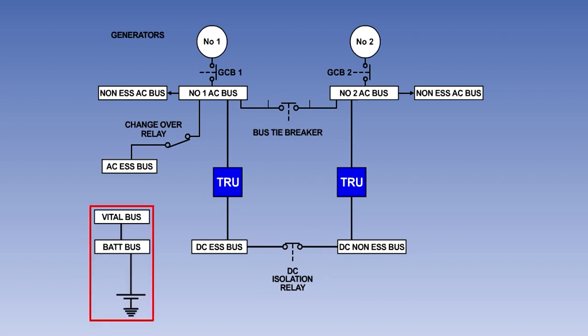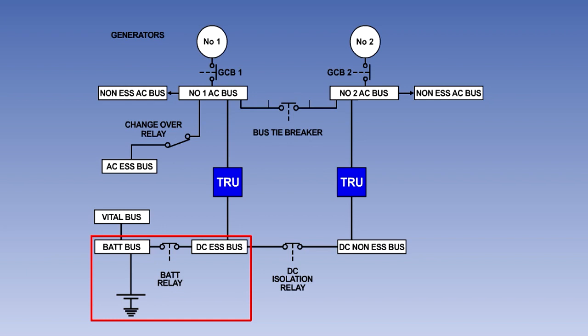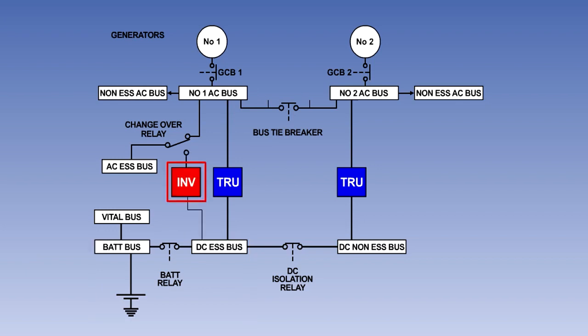The 24-volt aircraft battery is directly connected to the battery busbar, which in turn is directly connected to the vital or hot DC busbar. The battery is connected to the essential DC busbar by the normally closed battery relay. In the event of a double generator failure, the essential AC busbar can be supplied by a static inverter connected to the essential DC busbar.